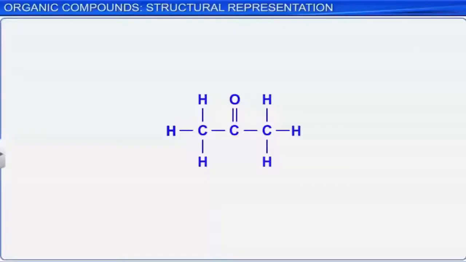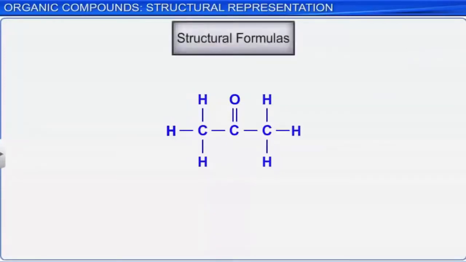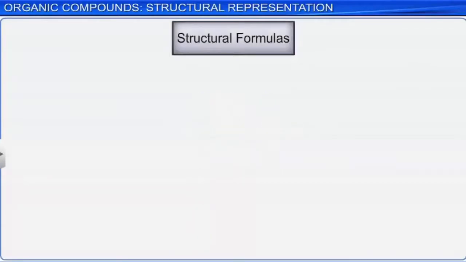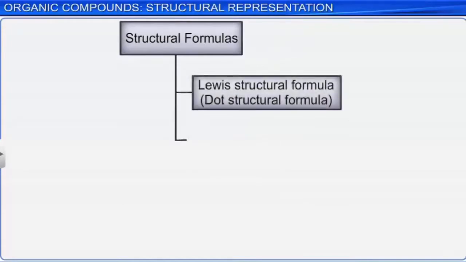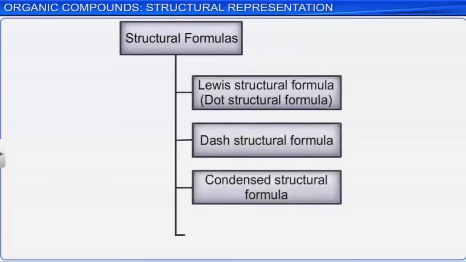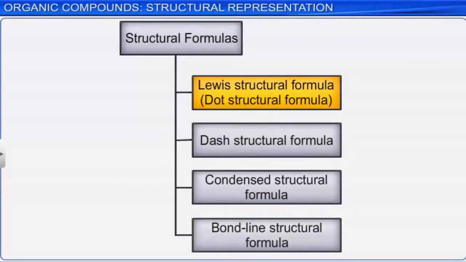A chemical formula which represents the arrangement of atoms in a molecule is called the structural formula of a molecule. The various structures of organic compounds can be represented in 4 different ways. They are Lewis structural formula or dot structural formula, dashed structural formula, condensed structural formula, and bond line structural formula.